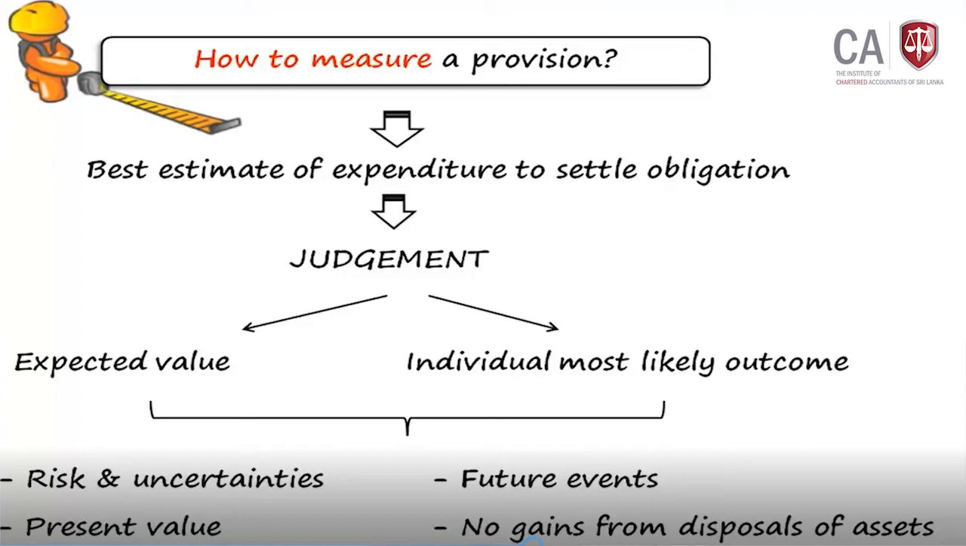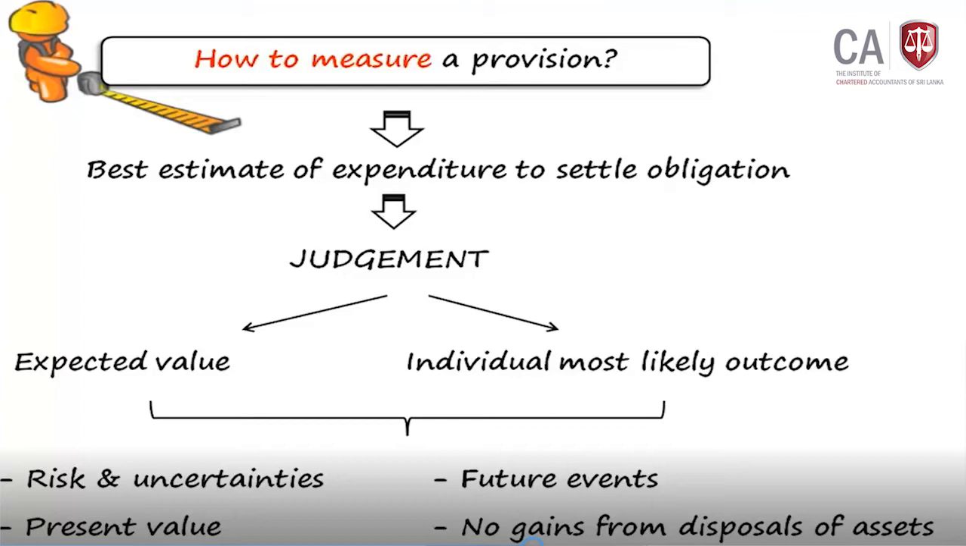Judgment will be subject to many assumptions. Those assumptions should be what? Reasonable. When those assumptions are reasonable, you can say that judgment, that amount, is the best estimated amount of expenditure to settle the obligation. Based on that judgment, there are two ways to decide or calculate the provision, to measure the provision. One is the expected value model. The other one is individual most likely outcome.